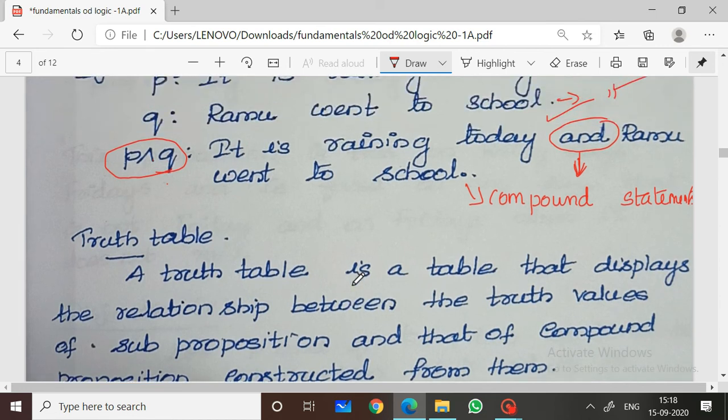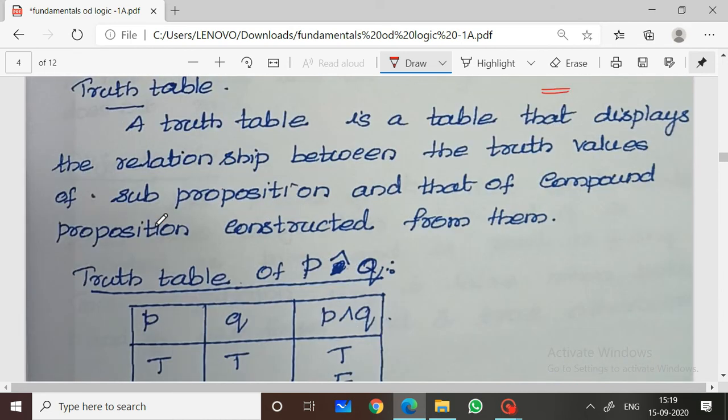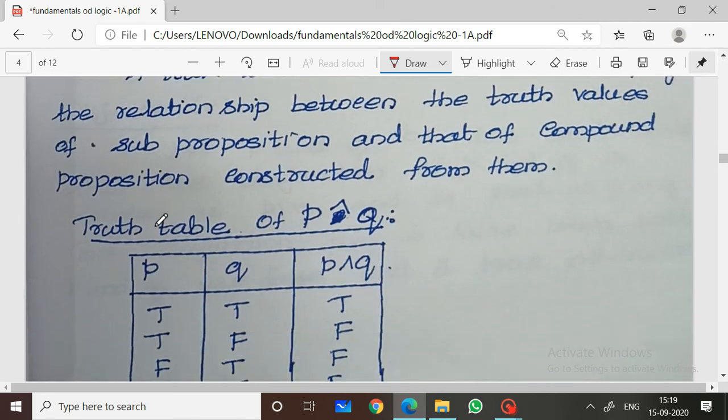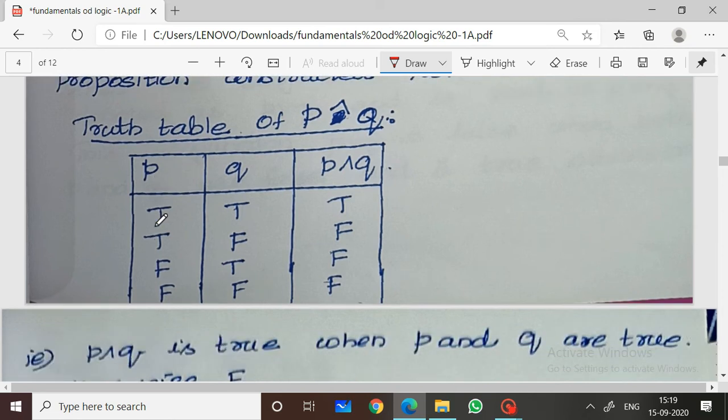A truth table is a table that displays a relationship between sub propositions. These are sub propositions and this is a compound statement. For connecting all these sub propositions P, Q, P conjunction Q is known as a truth table. So a truth table for P conjunction Q is, see here, truth values. The truth values can be of 4 types, that is both P and Q.